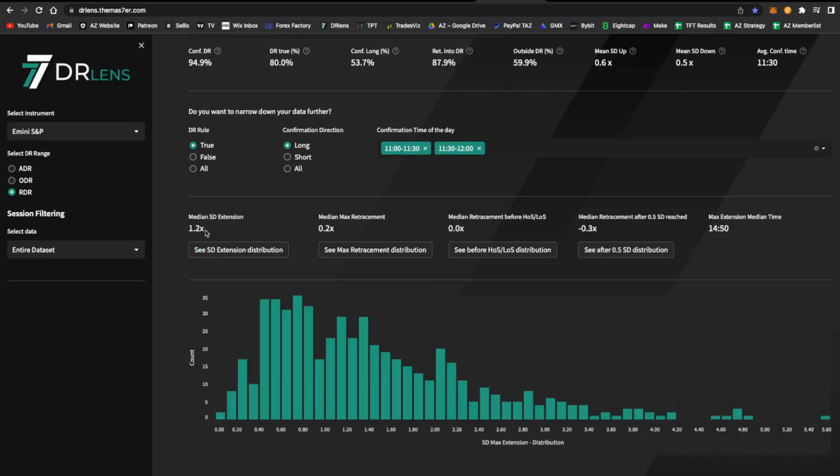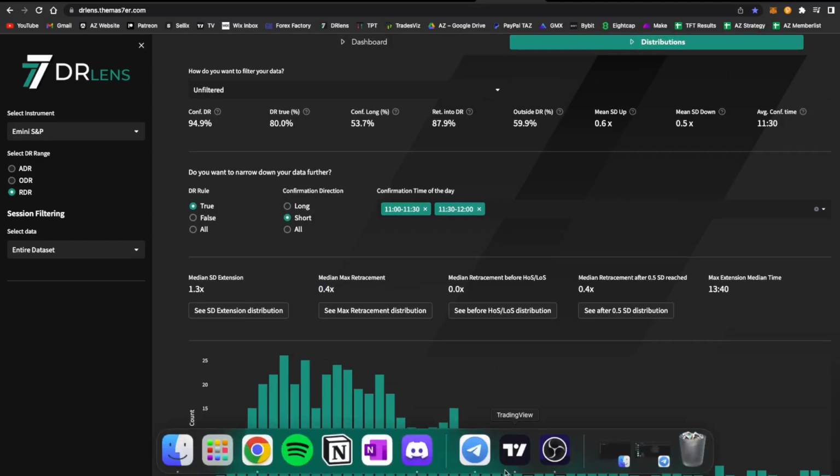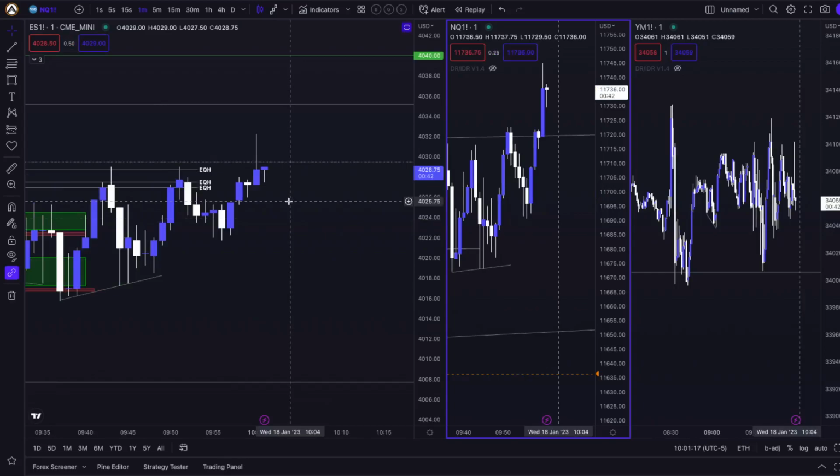And also 1.2 if we get the confirmation to the long direction with a smaller median retracement. And for short, a 0.4 retracement. You can screenshot that data if you want, but other than that, if you don't have access.